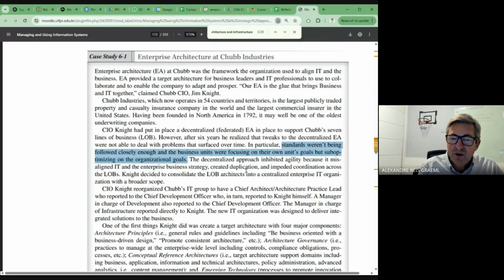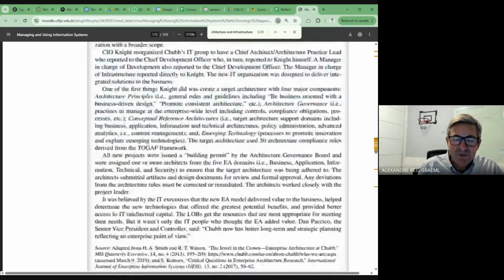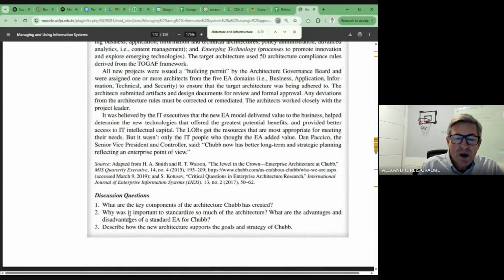Okay. All right. The second question that he posed here was, why was it important to standardize then? What are the advantages and disadvantages of a standard enterprise architecture? The advantages would be you don't have repetitive work, right? What would be a disadvantage? Is there a disadvantage for emphasizing these standards?